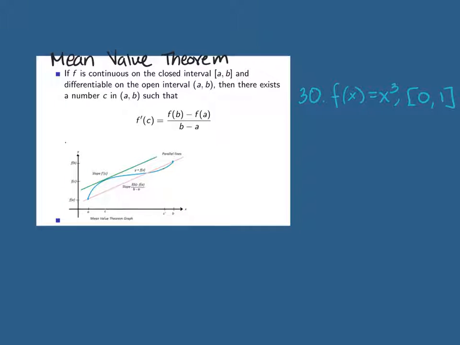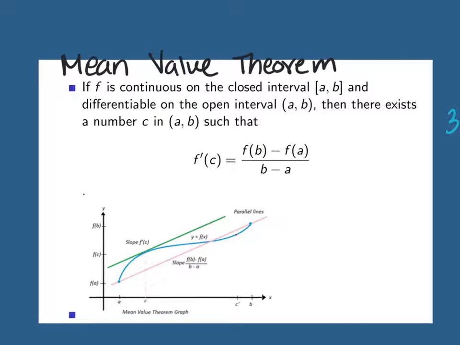Now let's look at the second theorem in this section, which is called the mean value theorem. So the mean value theorem says if f is continuous on the closed interval [a, b] and differentiable on the open interval (a, b), then there exists a number c in that open interval such that f prime of c is equal to f of b minus f of a over b minus a.